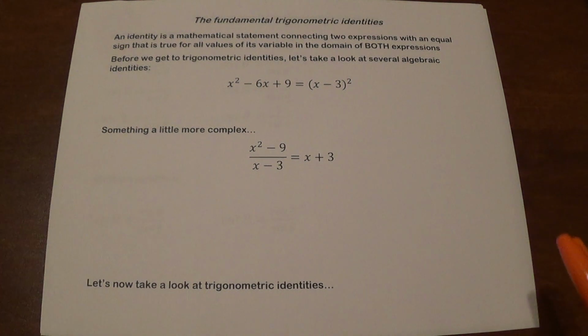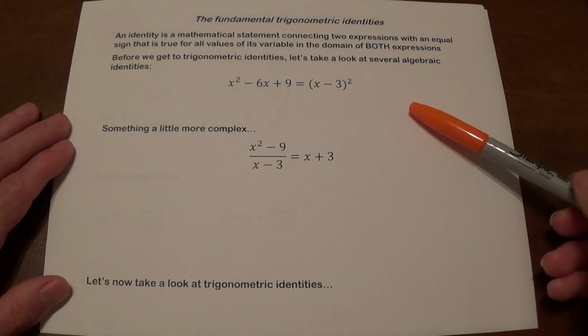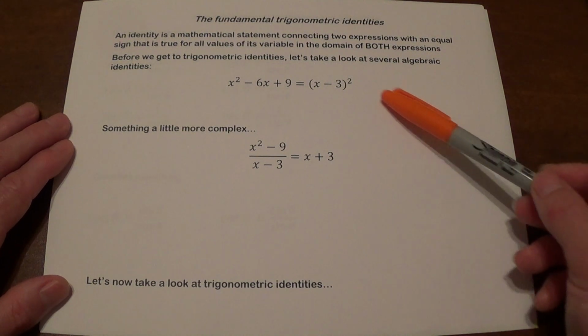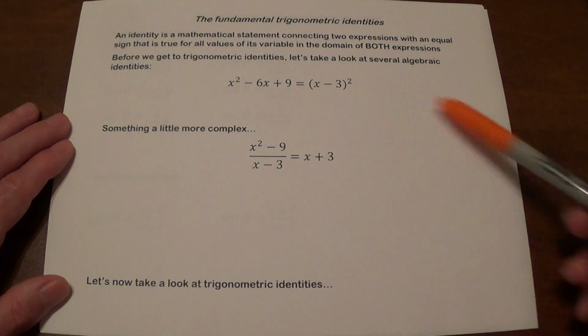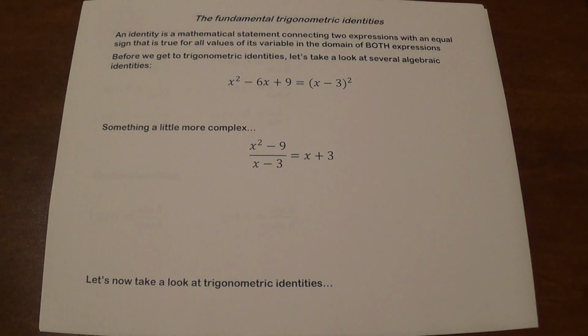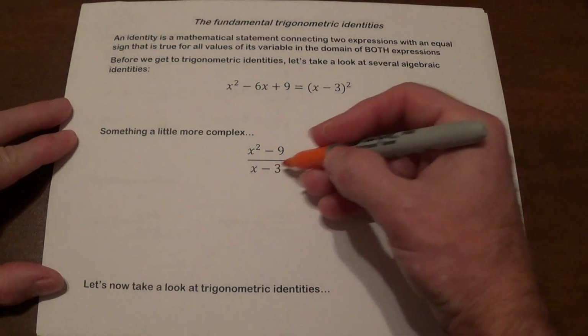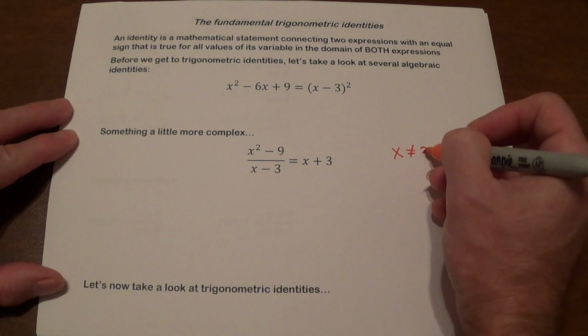So one thing that you will probably have seen before is expanding or factoring, depending on which way you're going to look at it, but that's an example of an identity because these two sides are going to equal each other. What makes this a little bit more complex? We should recognize that in the expression on the left, x cannot equal 3.